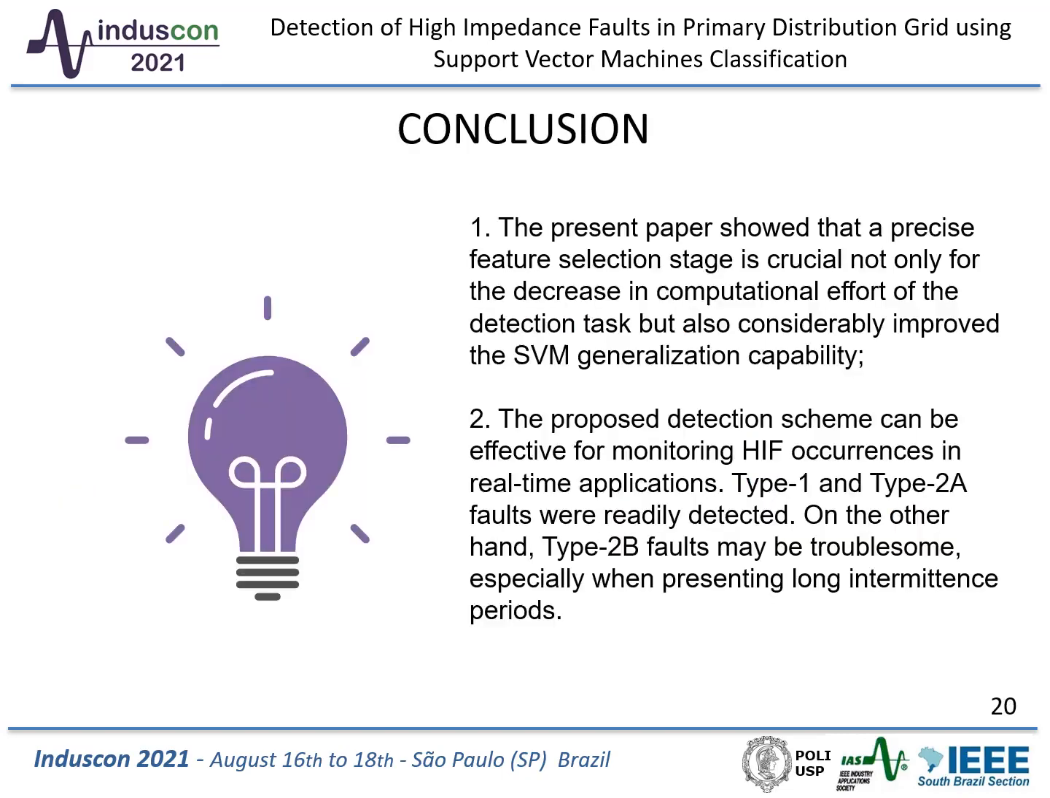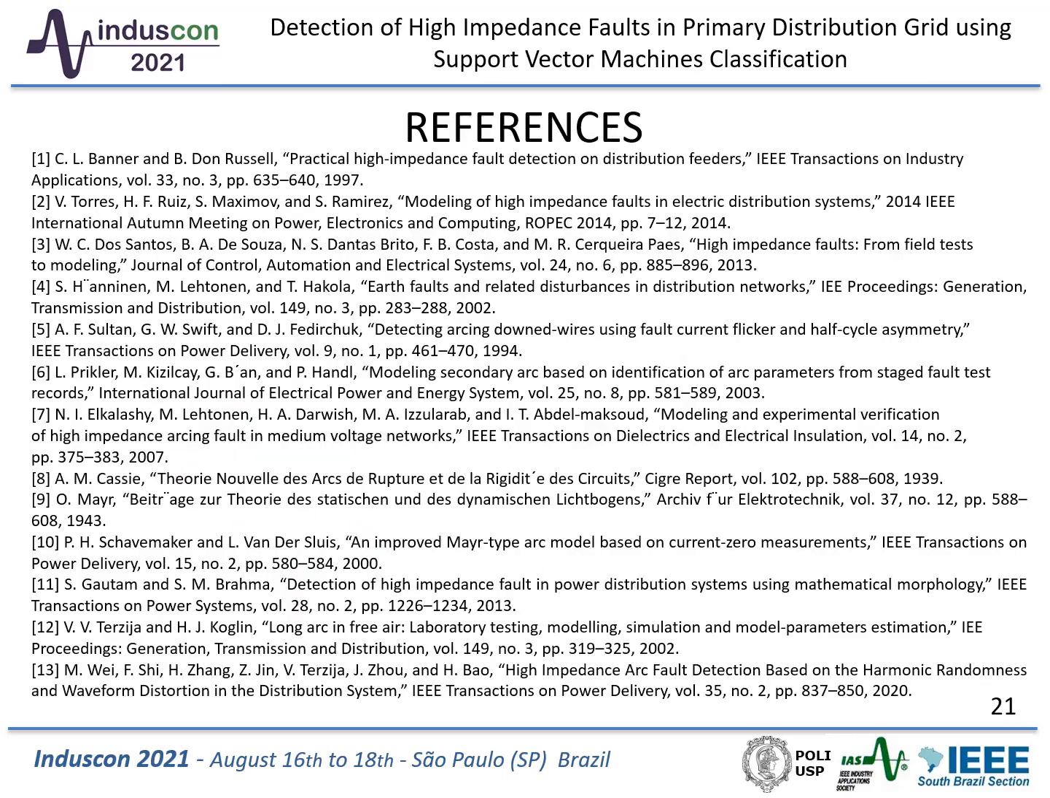So, we conclude that the present work showed that a precise feature selection stage is crucial not only for the decrease in computation and effort of the detection test, but also considerably improved the SVM generalization capability, and the proposed detection scheme can be effective for monitoring HIF occurrences in real-time applications. Type 1 and Type 2A faults were readily detected. On the other hand, Type 2B faults may be troublesome, especially when presenting long intermittence periods. So these are the references used in this work.